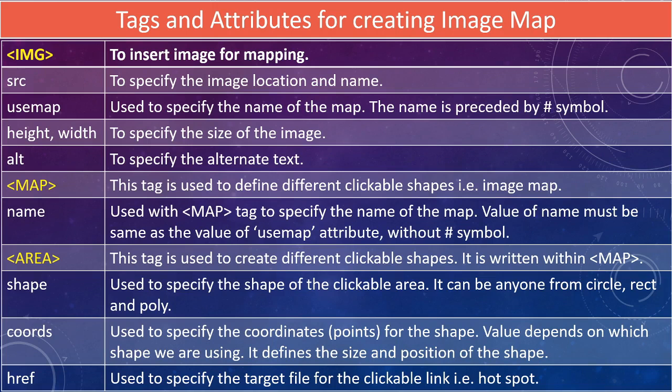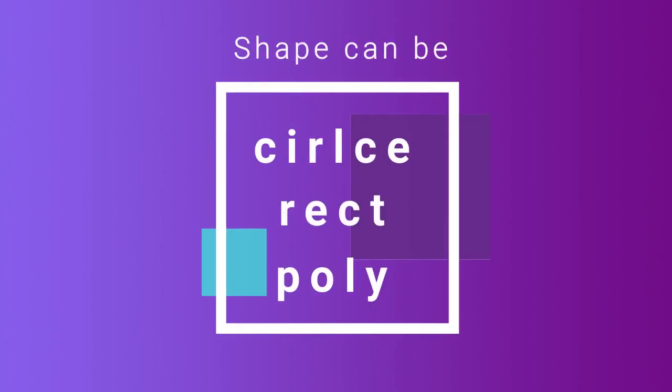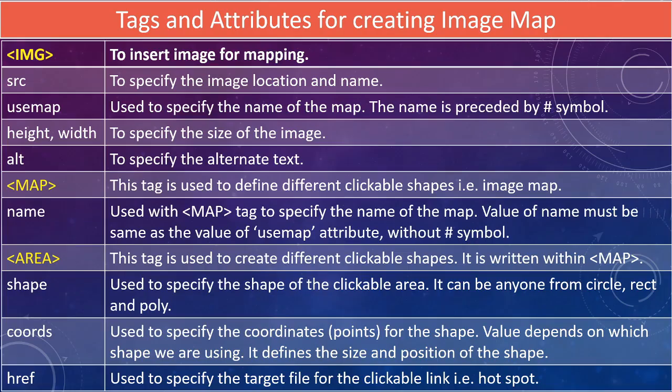The area tag is used to create a different clickable shape, and it is written within map and /map. Shape is an attribute of the area tag. It is used to specify the shape of the clickable area, and there can be 3 different shapes. Shape can be circle, rectangle or polygon. Circle is written as circle, rectangle is written as rect, and polygon is written as poly. So using the poly shape, we can actually define any shape.